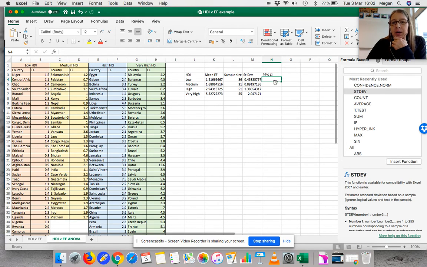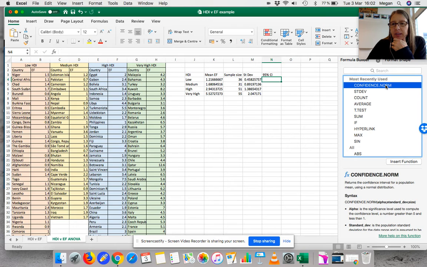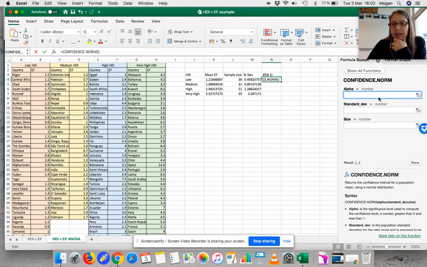data. So I want to put my confidence interval for the low data here, and I'm going to select confidence norm. You might need to do a search for it. So I'll double click that. And it needs 3 numbers for me. The first number will be the same for all the times you're doing this. We're doing a 95% confidence interval. So we want any outliers, any mistakes to only happen 5% of the time. So I'm going to put in 0.05.